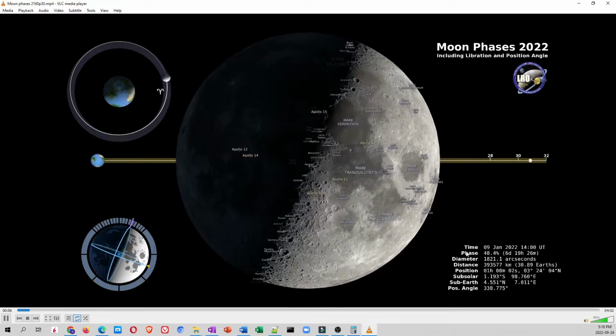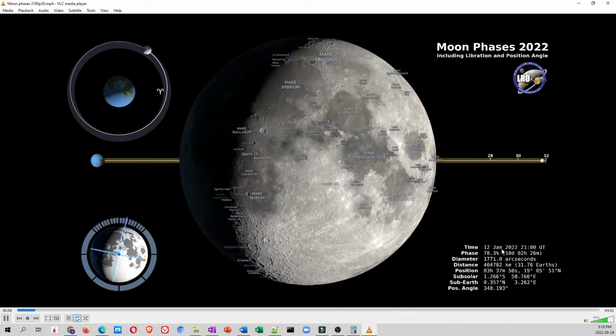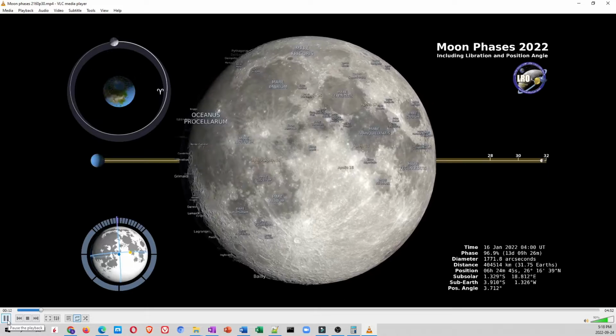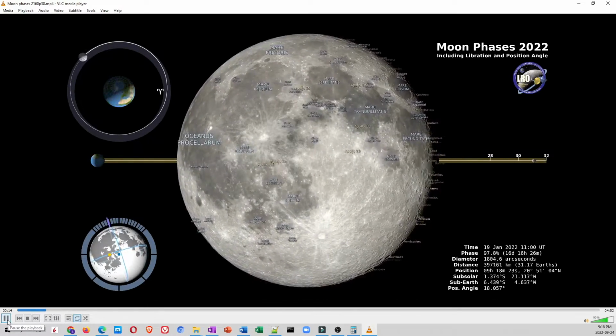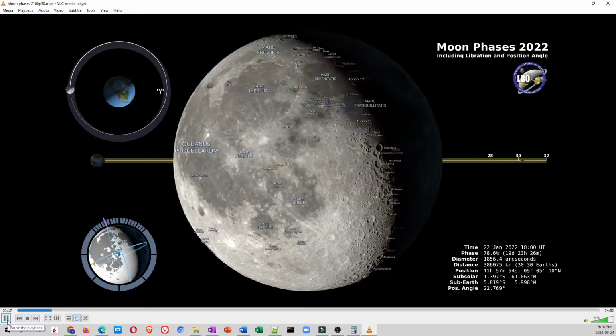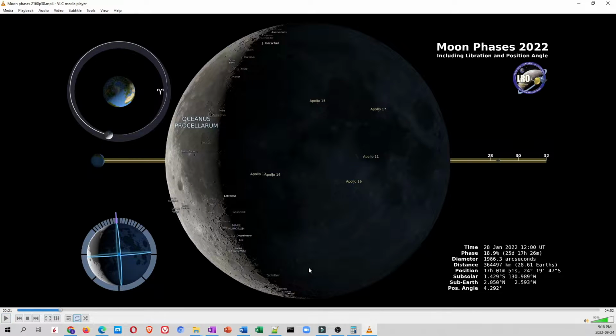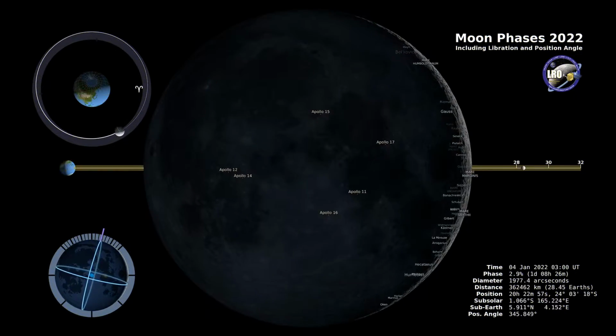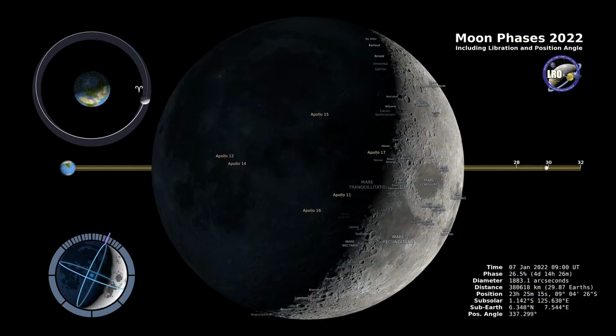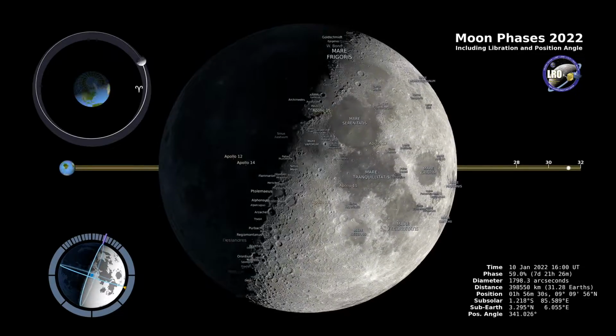So we'll pause on January the 28th, 8 a.m. It may be not perfect, but you get the idea. Okay, so it's not exactly 8 a.m., but you see that the moon has completed one revolution around the Earth. Okay, feel free to rewind and watch the simulation again, if it helps you to understand.